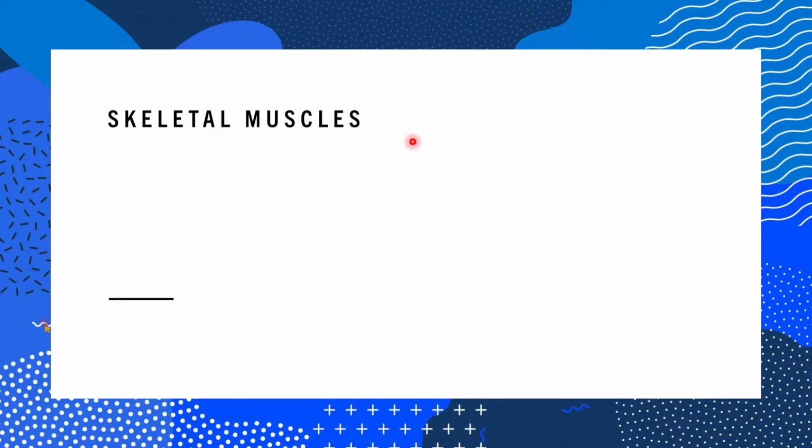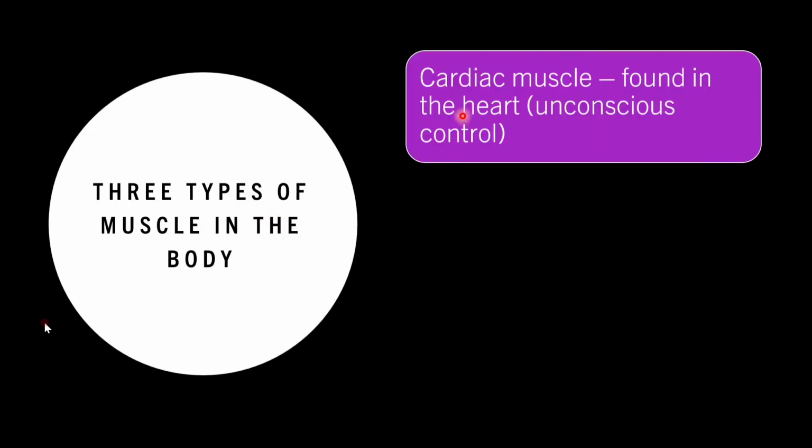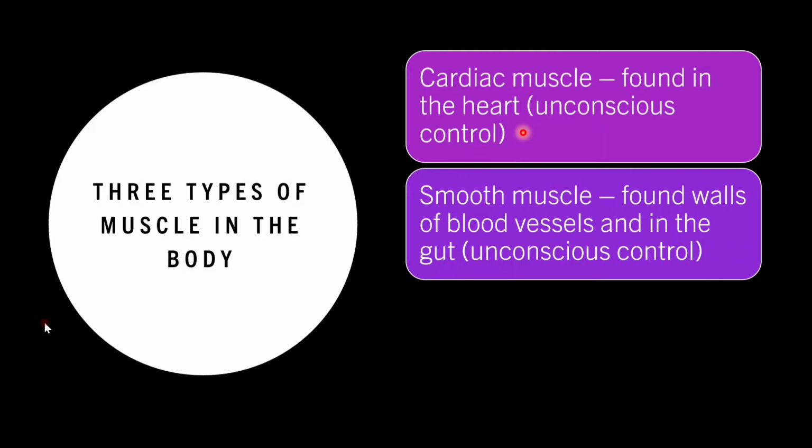Today's video is on skeletal muscles. First we're going to have a quick overview of the three types of muscles found in our body. The first is cardiac muscle. This is found in our heart, and it is under unconscious control because it contracts and relaxes without us having to consciously control it.